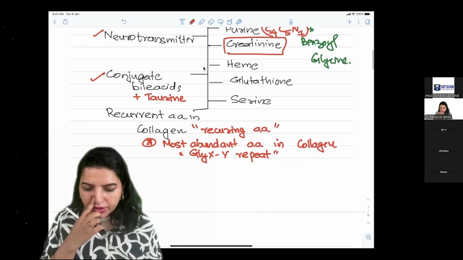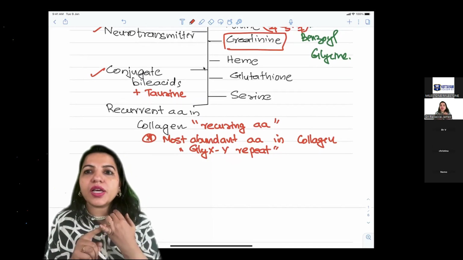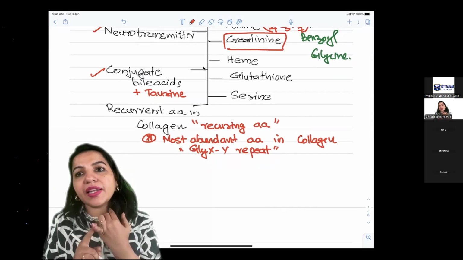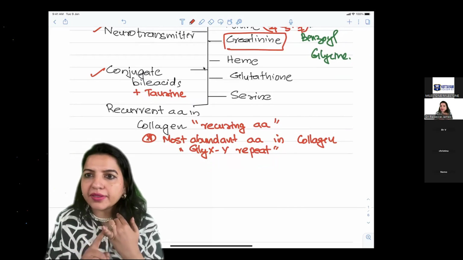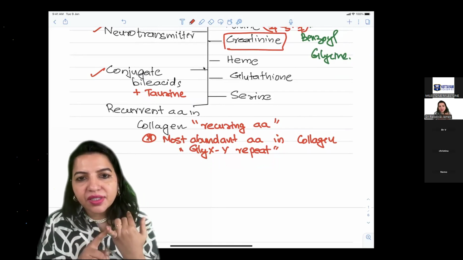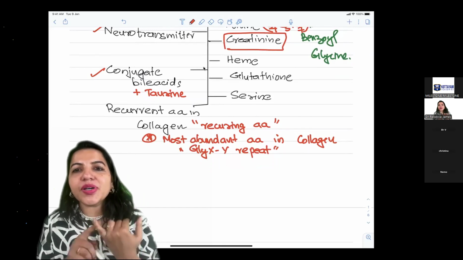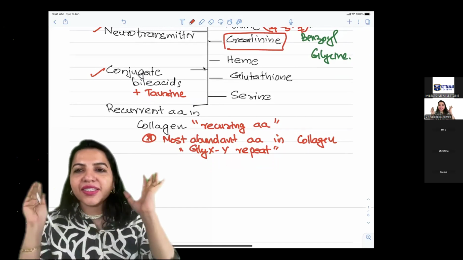So this was asked in one of the exams. One of the options was like this: in collagen, the most abundant amino acid is phenylalanine. No. In collagen, the most abundant amino acid is glycine.